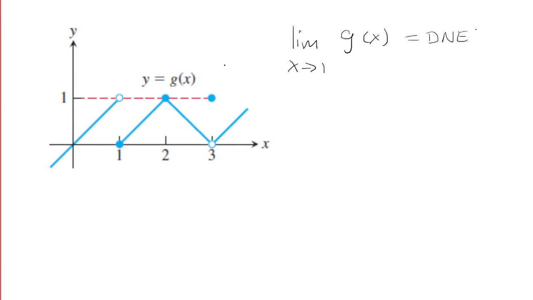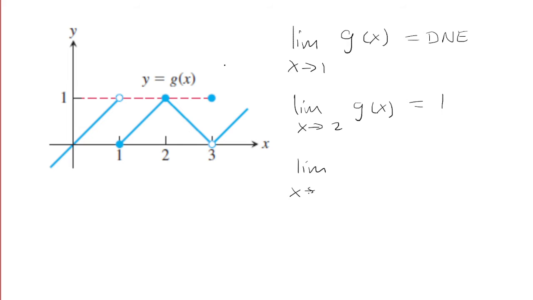Now let's look at the limit as x approaches 2 of g of x. At x equals 2, when we come from the left, we approach y equals 1, and we approach from the right. At x equals 2, we approach y equals 1. So in both directions, left and right, the limit is 1.